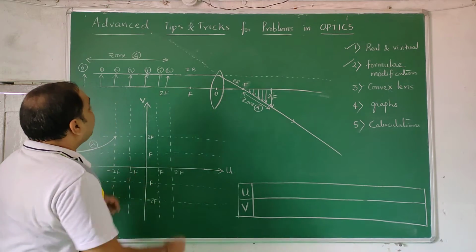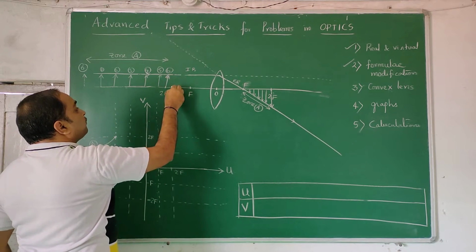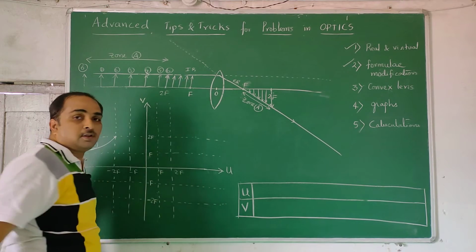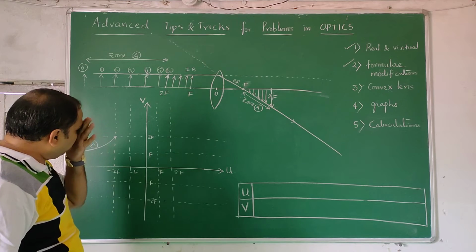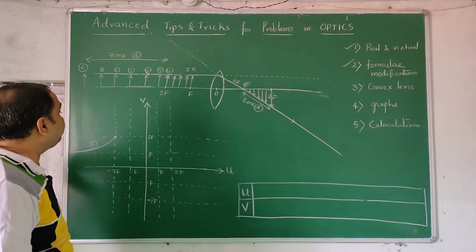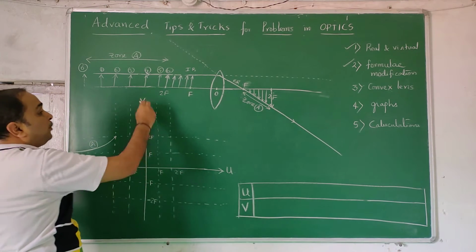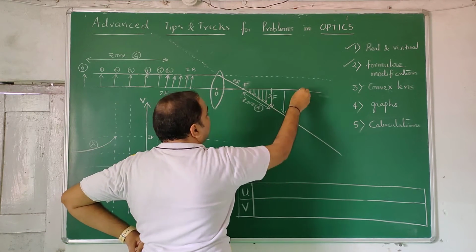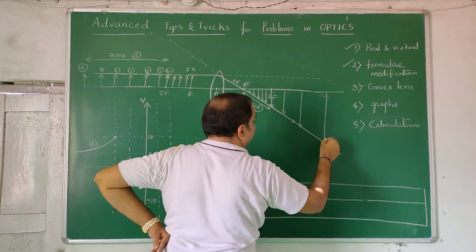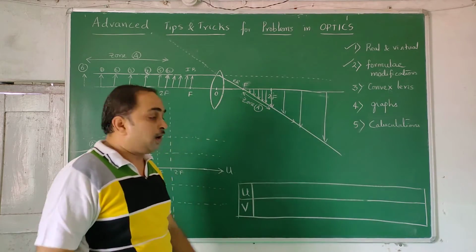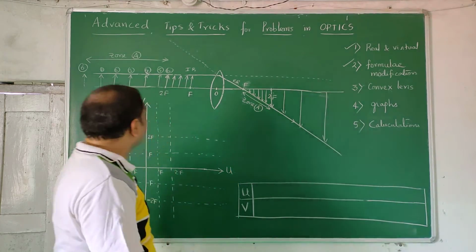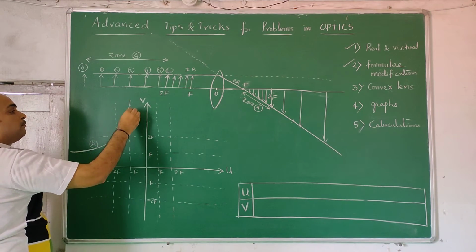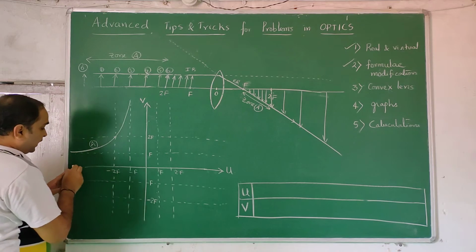Next I come further from 2f to f, 1, 2, 3, 4. When I am coming from 2f to f, the images start 1, 2, 3, and the fourth one will be at infinity, very long, and this line I have to extend further. So I can continue the graph like this. So you can understand this.